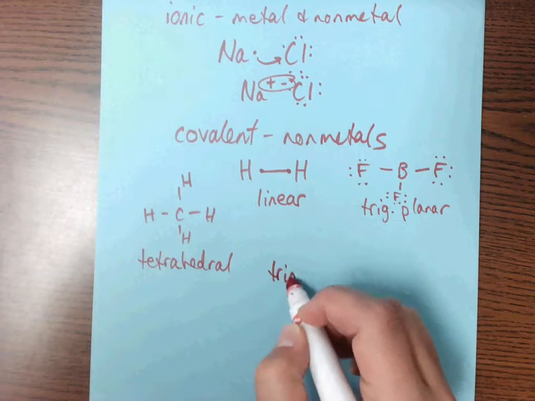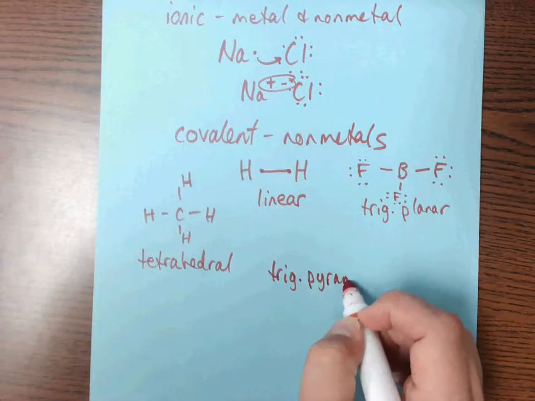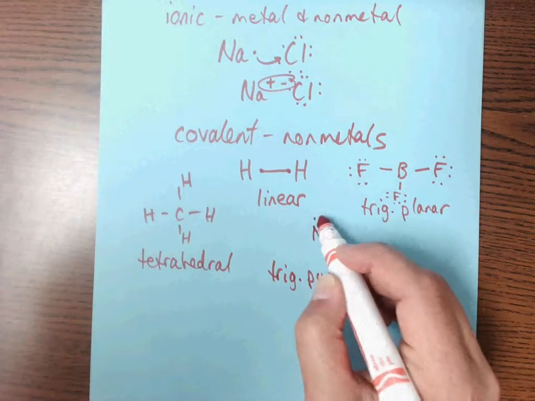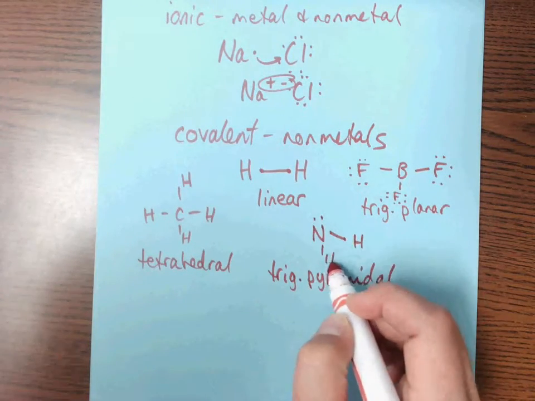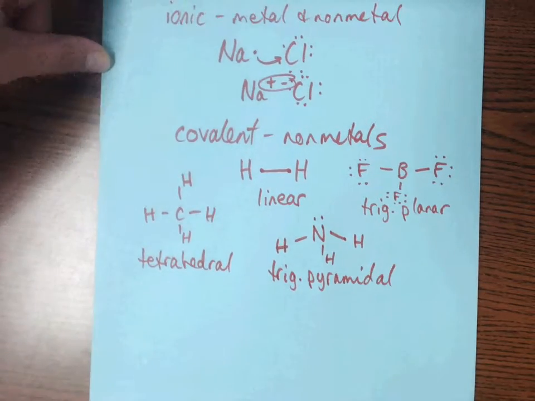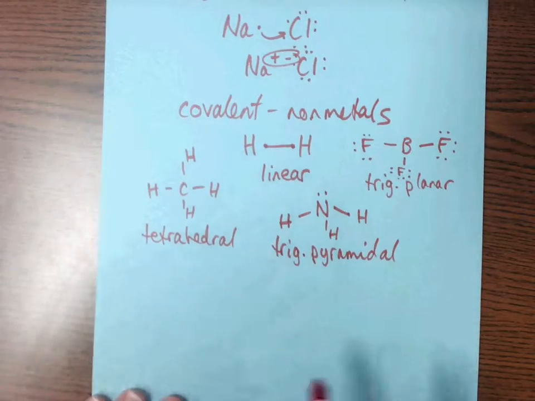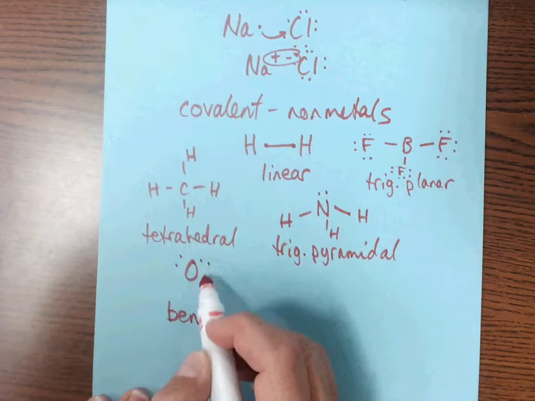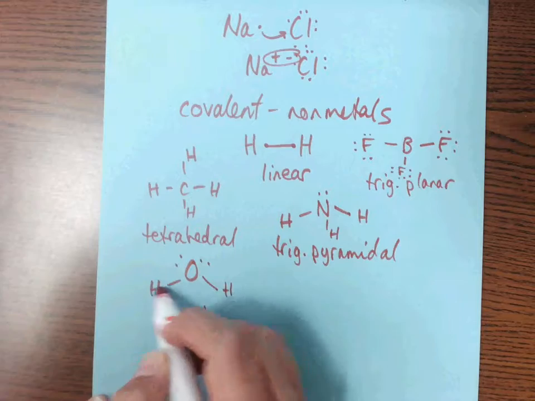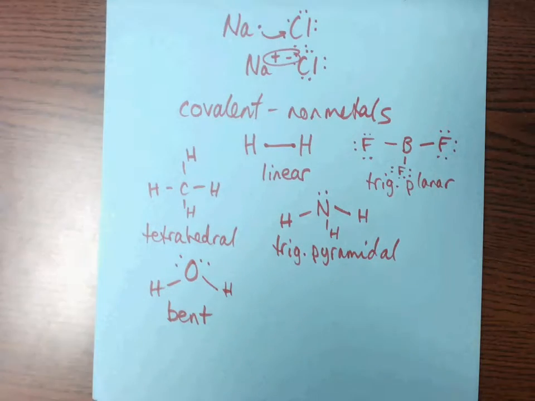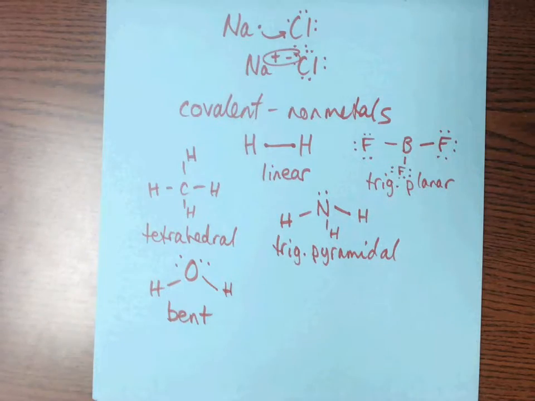We also had trigonal pyramidal, which is slightly different than our trigonal planar because it makes a pyramid because you have a lone pair on that central atom in addition to 3 bonds to atoms. So this ammonia, NH3 here, this would be trigonal pyramidal. And finally our last shape, bent. Most common example of that is water, because you have 2 lone pairs and then 2 bonded atoms to each of those.